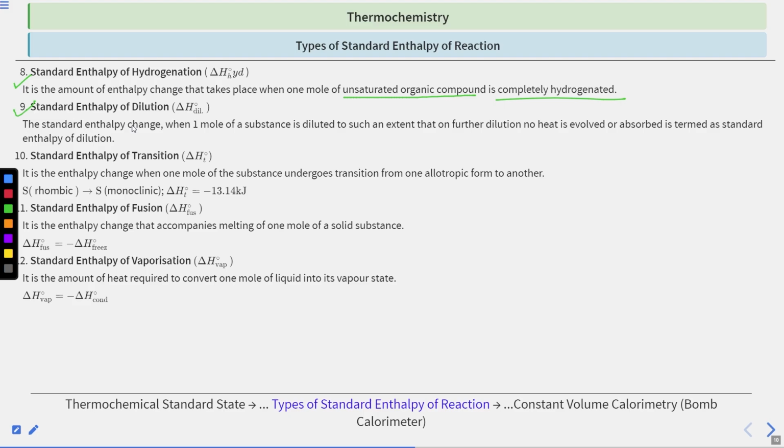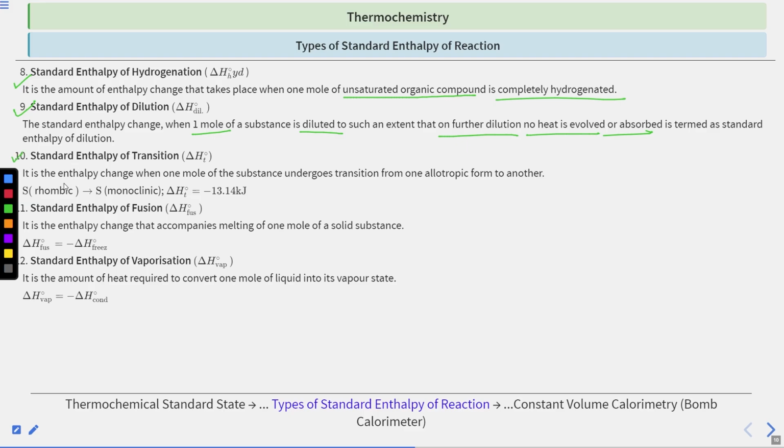So the standard enthalpy change when 1 mole of a substance is diluted to such an extent that on further dilution no heat is evolved or absorbed is termed as standard enthalpy of dilution. Okay, so in the case of standard enthalpy of dilution, when 1 mole of a substance is diluted such that on further dilution no heat is evolved or absorbed, this is termed as standard enthalpy of dilution.